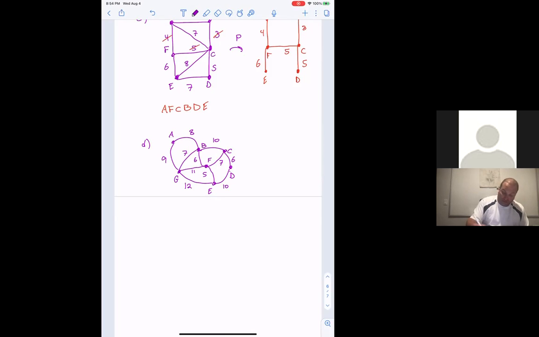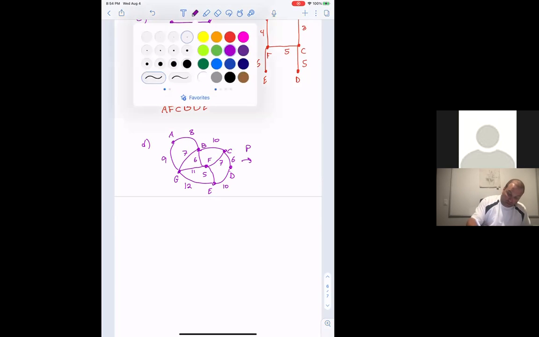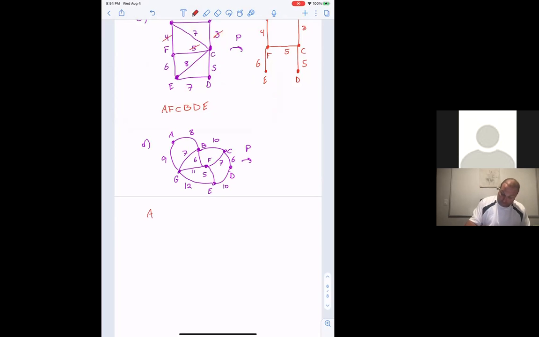Looks like that's it. So we're now going to use Prim's algorithm. We start with A. A has an 8 or a 9, so we're going to use the 8. A to B. B has a 6, which goes to F.